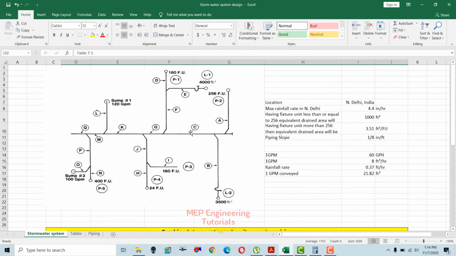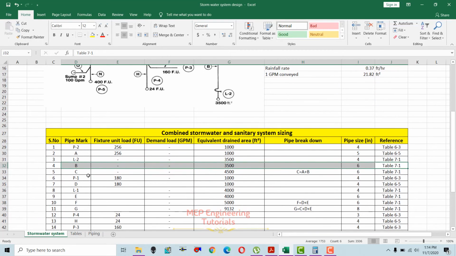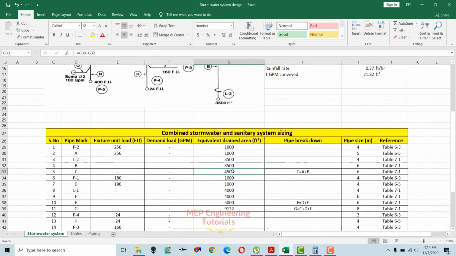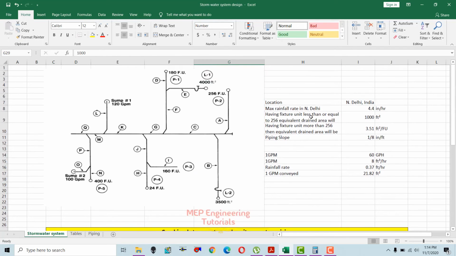Now if you see section C, it is the sum of the flow from points A and B. That's why I have written here C equals A plus B. Now if you check, the drained area at point A is 1000 square feet. We already converted 256 fixture units to 1000 square feet, and this one is already in square feet, equivalent drained area. So in total it will be 4500 square feet at point C. How we get 256 fixture units equal to 1000 square feet, we already talked about here.